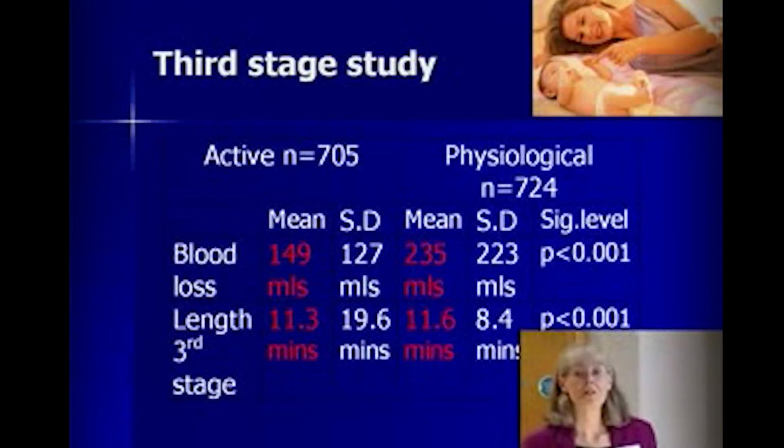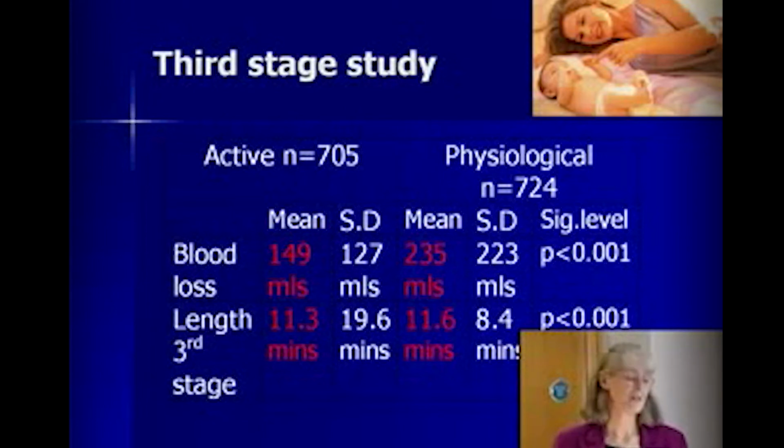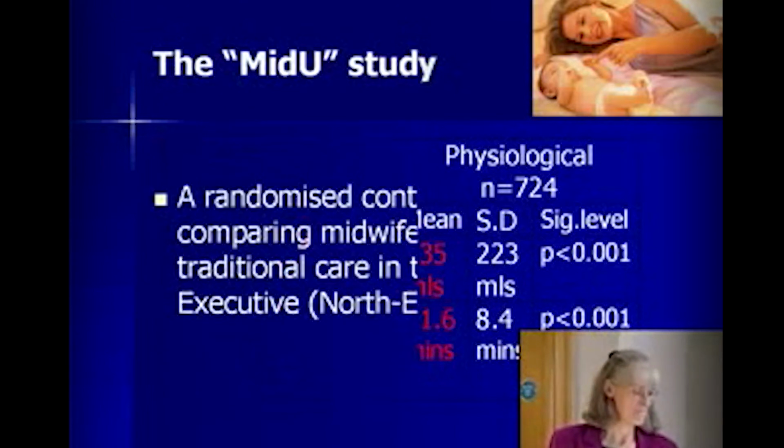Now, if I had powered the third stage study, or if I powered a future third stage study on length of third stage, that would be stupid. It would be a waste of time. Can you see that? Because yes, you may have such large numbers that you will get a statistically significant difference, but it means absolutely nothing. It makes no difference at all to the women being 20 seconds longer in the third stage. So do you see what I mean about the importance of thinking about clinical significance before you start messing around with the statistics and thinking they're the be-all and the end-all?